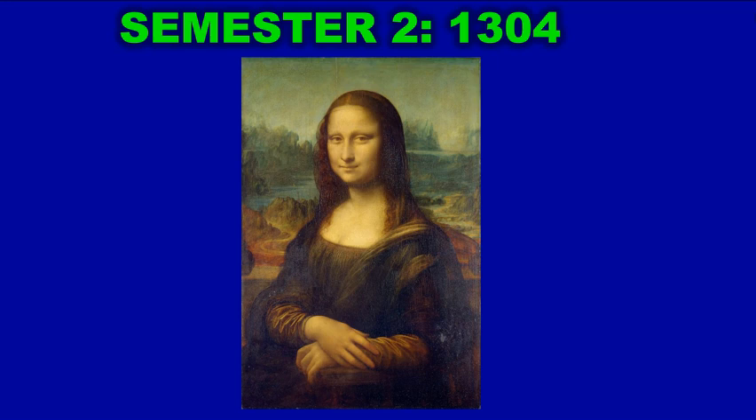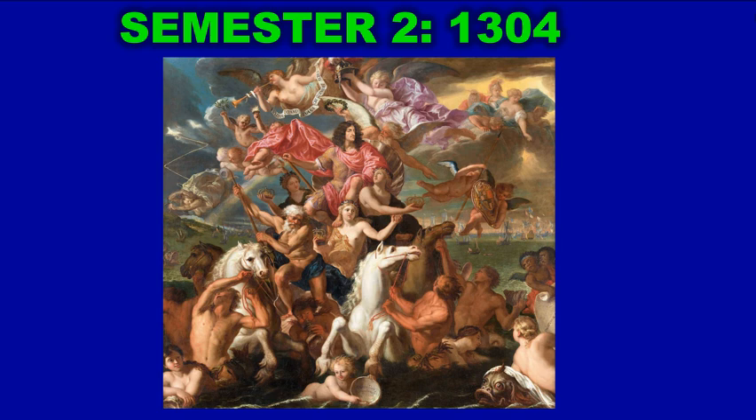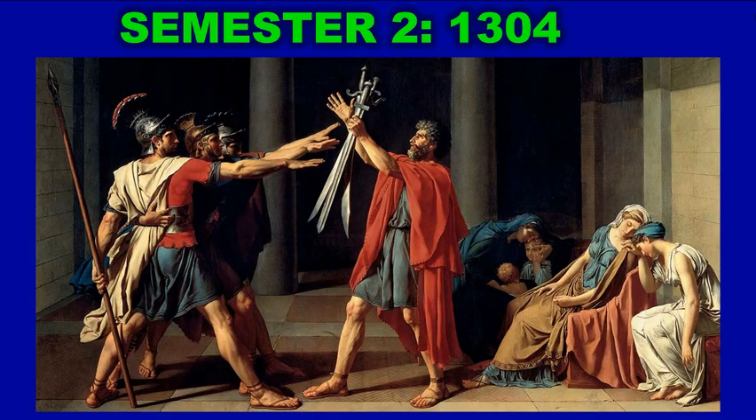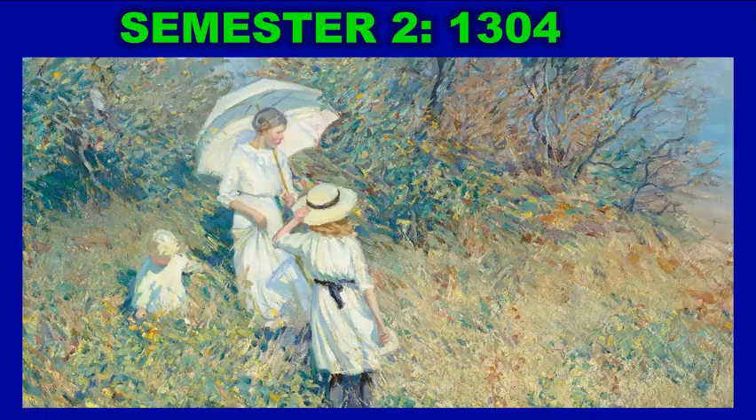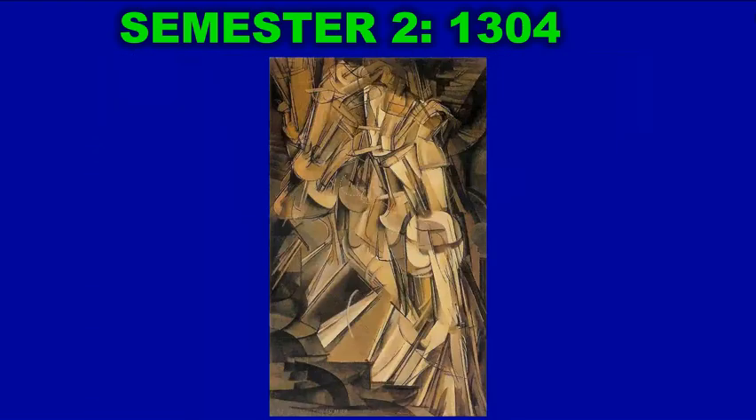Semester two, we start off in the Renaissance, and we do Italian Renaissance and the Northern Renaissance, and we get into Mannerism and Baroque, and then into Rococo, Neoclassicism, Romanticism and Realism. And then we get into Impressionism and Post Impressionism, which leads us then into modern art.